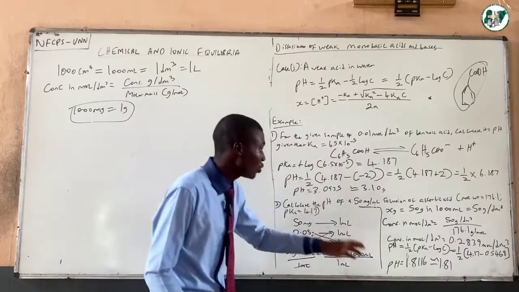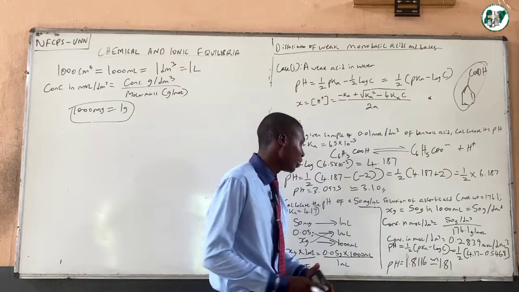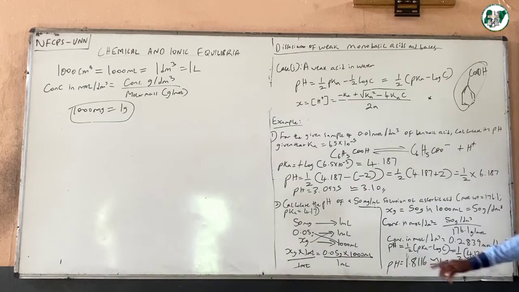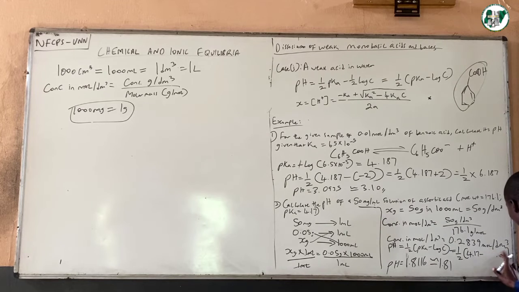All right, so we just noticed an error in this calculation. If you follow very clearly, it says 1/2 (pKa minus log C). What is our pKa? Our pKa is 4.17. What about log C? Our log C is log of 0.2839. That's going to give us this.